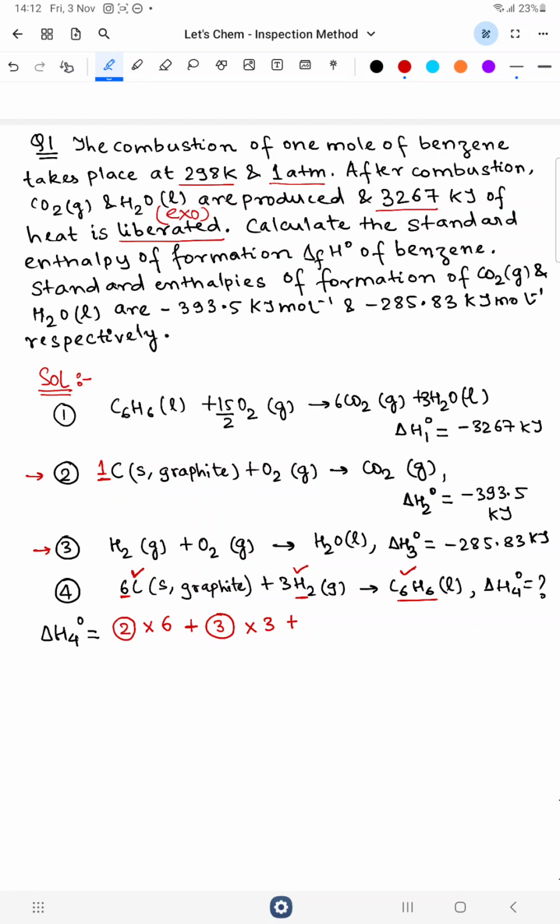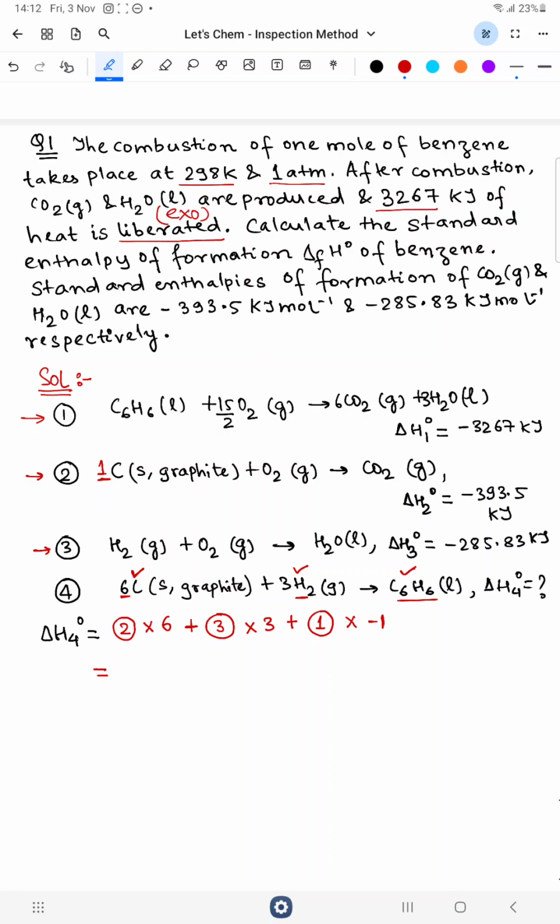The last thing in this reaction is C6H6, which is the product. Where do I see this? I can see this in the first reaction. The number of moles is okay this time, but the side is not okay. It is on the reactant side, but I need it on the product side, so I'll multiply it with -1. For whatever reactions you have multiplied, you have to multiply their values directly with the number.